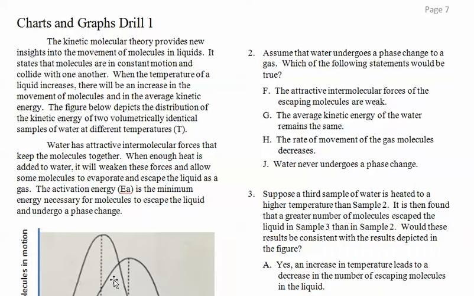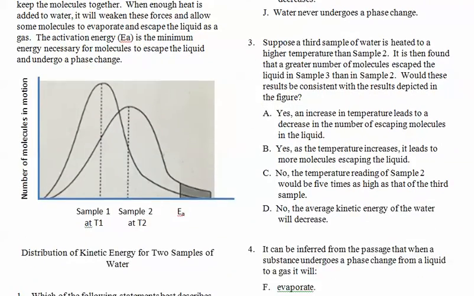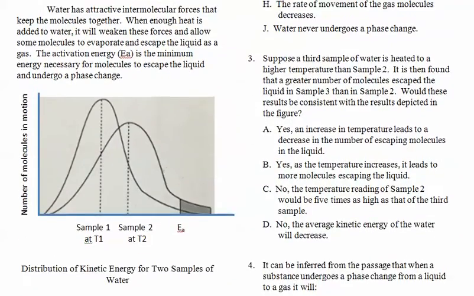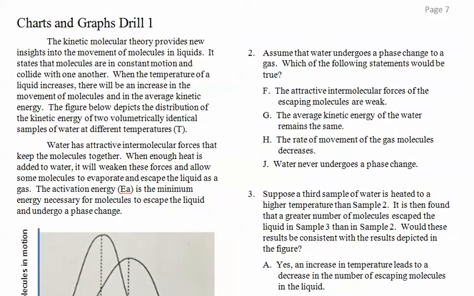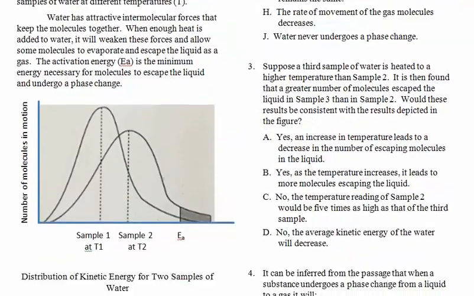It talks about the kinetic molecular theory, providing new insights, and so on. This is a great example of a passage that I truly don't understand: at higher temperature it has a lower number of molecules in motion. That seems odd to me, but maybe they're volumetrically identical. Maybe it means the water sample's a little different. Doesn't matter. As long as we can answer the questions, all is good. So again, pause it, read the questions, check out the graph, and I'm going to go through them.